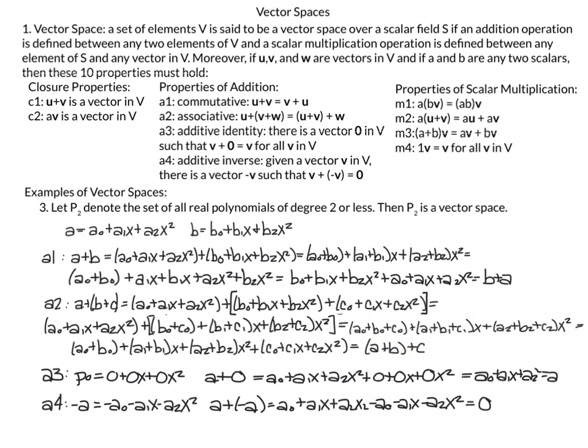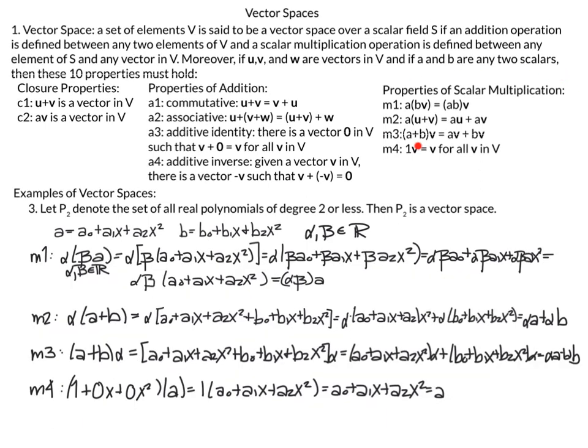Last, I need to, not last, but I also need to show additive identity. So my 0 vector is just the 0 polynomial, which I can represent either with a 0, or if I want to be really explicit, it's 0 plus 0x plus 0x squared. So if I want to add a to my 0 polynomial, then I have a0 plus a1x plus a2x squared plus 0 plus 0x plus 0x squared, which is just equal to a. Then for every vector, I need to find its additive inverse. So if I have a vector a, then its inverse is going to be negative a naught minus a1x minus a2x squared. And so you can see when I add them together, I get my additive identity.